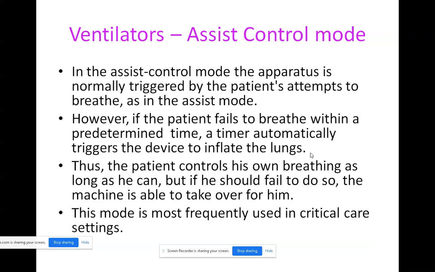It will wait for a particular time period, a predetermined period. In the timer you will be fixing the time. In that period, if your patient fails to breathe, then automatically the ventilator device will be on, that is, it will switch over to control mode. This mode is most frequently used in critical care settings. So in critical care settings, it will be used in this mode.